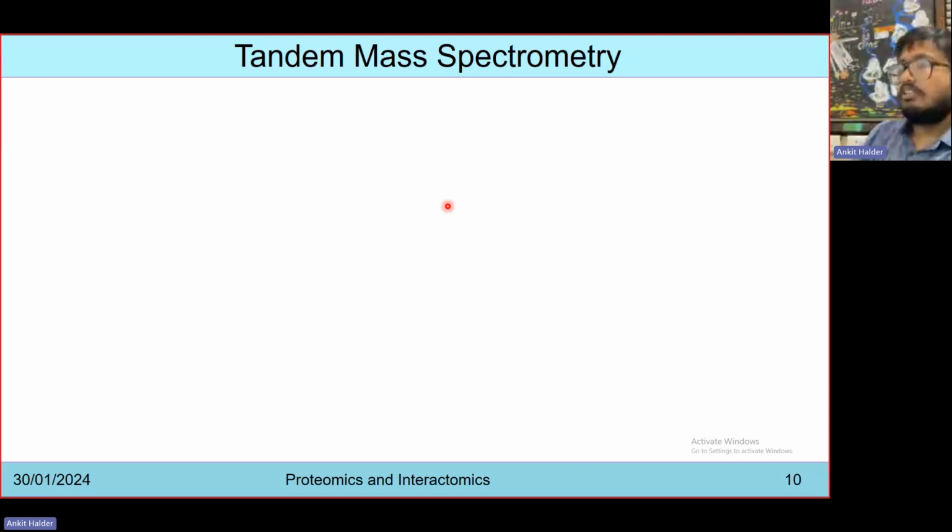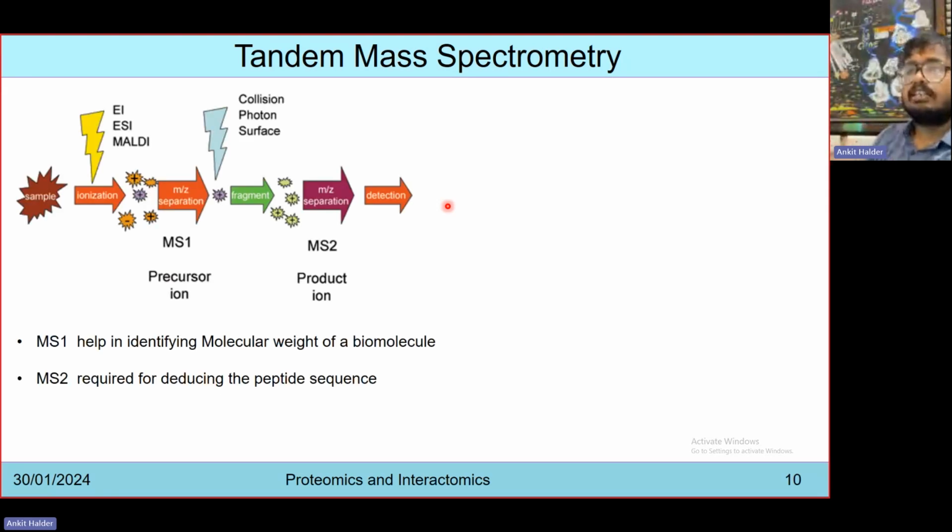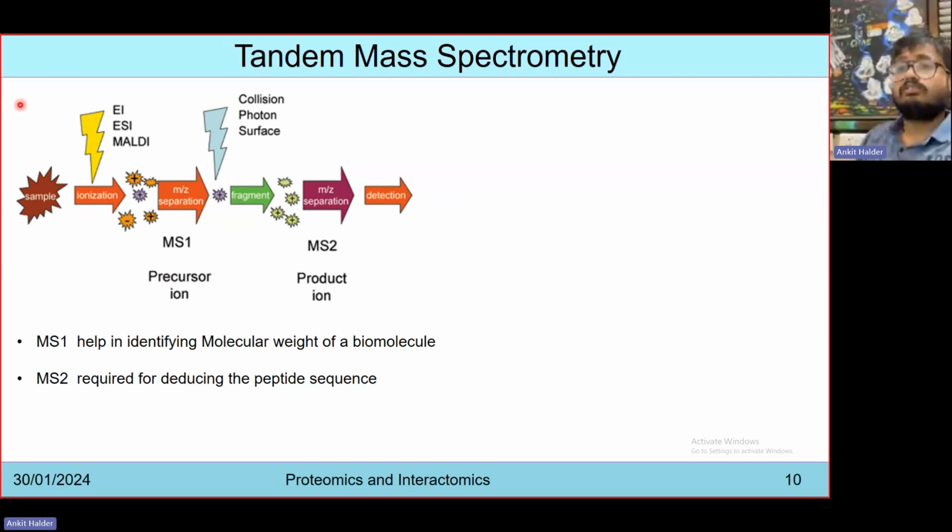So what is the meaning of tandem mass spectrometry? It is where we are doing a second fragmentation: first we are identifying the precursor, and then again we are doing the fragmentation, and then we are finally detecting it. So if you can see here, this is the sample which is getting ionized through ESI or MALDI, which are different ionization techniques. ESI, for example, is the one used in different high-end, cutting-edge mass spectrometers.